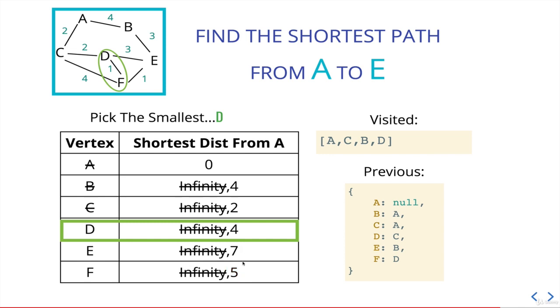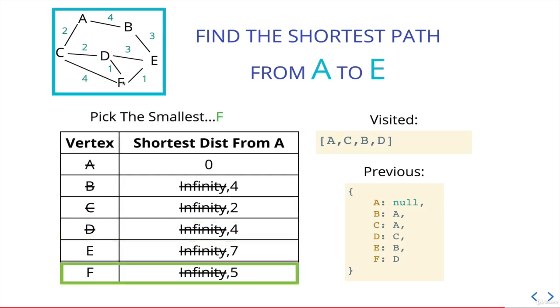5 is smaller than 7. So we'll start here, and we only have one option. We've already done this edge, we've done this edge. So now we look at F to E. The distance is 1 to go from F to E.